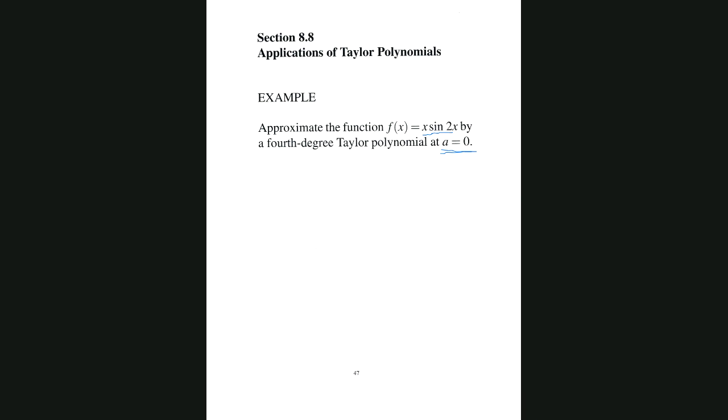Okay, so we want to approximate this function, f of x equals x times the sine of 2x, by a fourth degree Taylor polynomial when a equals 0. Now, my first question for you is, when you have a Taylor polynomial at a equals 0, that's a special type of polynomial. What do we call that? What do we call a Taylor polynomial when a equals 0?